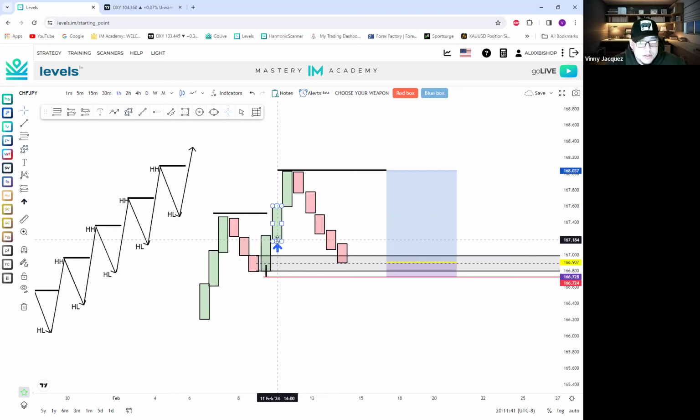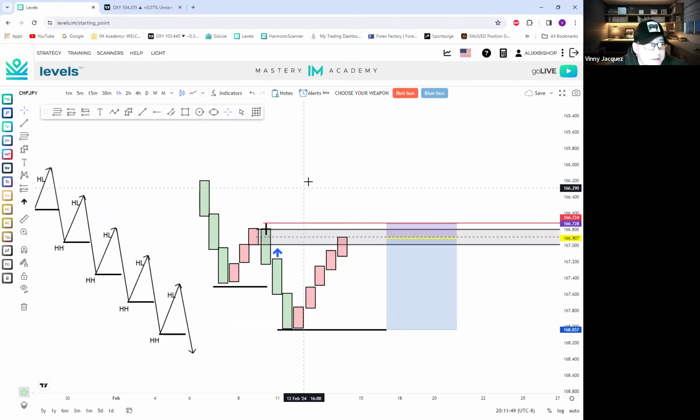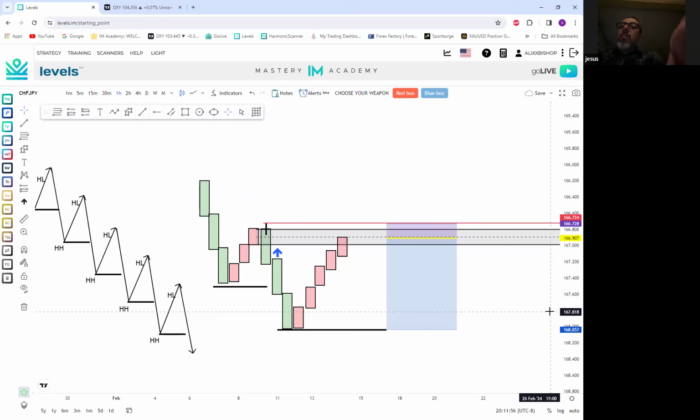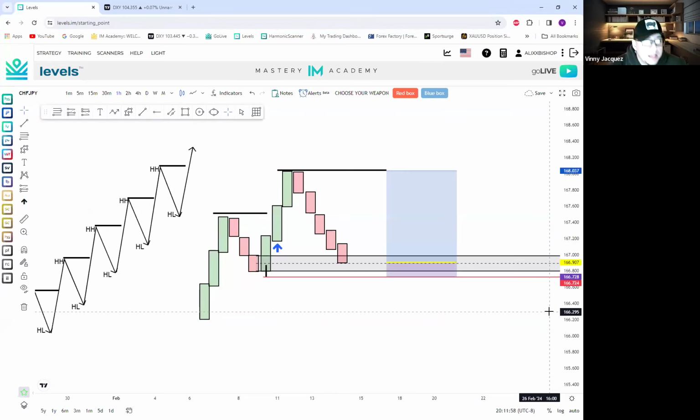Now, the same thing goes for sells, right? If we were going for sells, we would be looking for the same exact thing, just in the opposite direction. Right, same exact thing in the opposite direction.